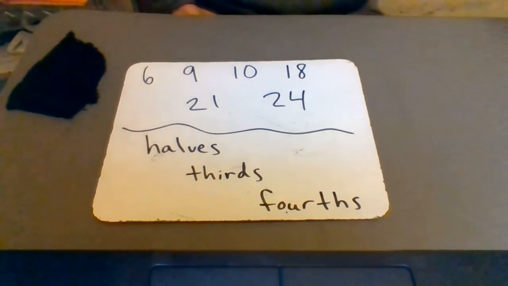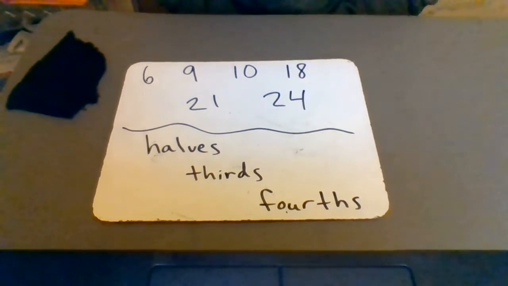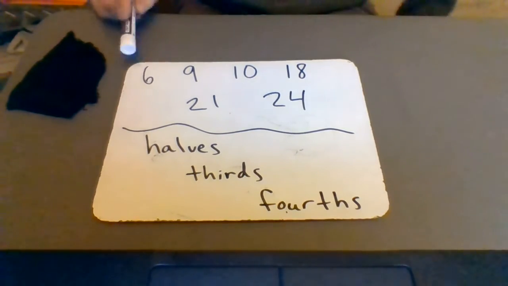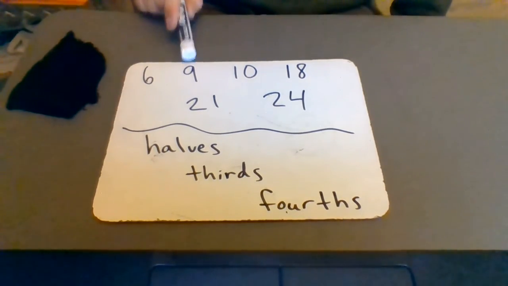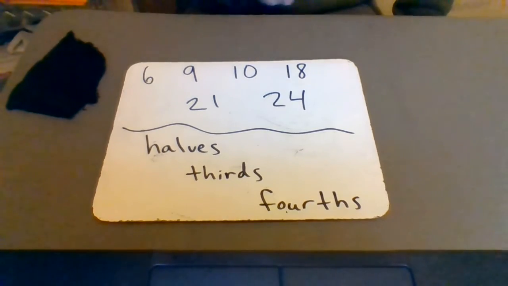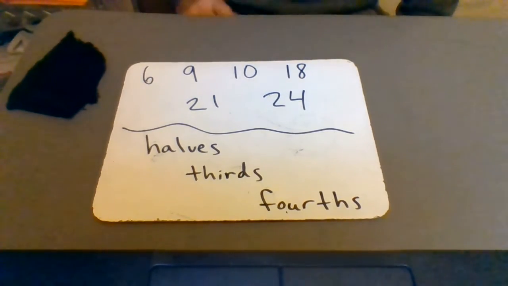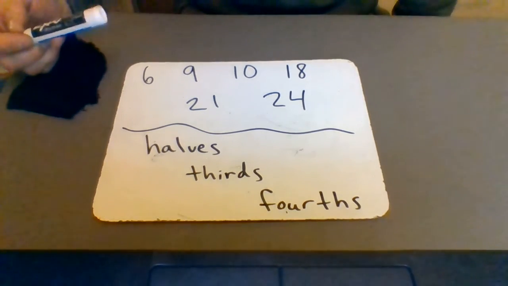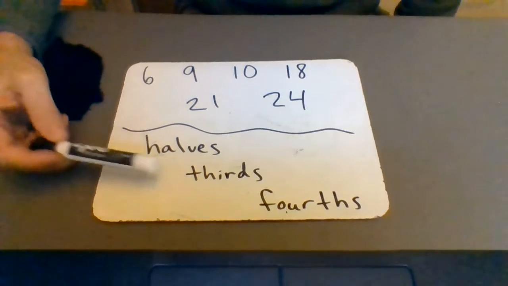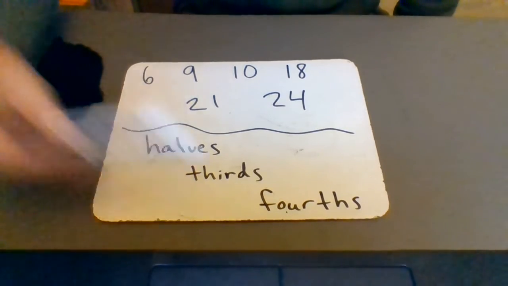Okay, here's your assignment for what you should practice on now. So as I said, we worked with a set of 12. You're going to next work with a set of 6. Then when you're done with that, do a set of 9, then a set of 10, a set of 18, and then a set of 21, and then a set of 24. And I want you, with each set, to break it into halves, thirds, and fourths.